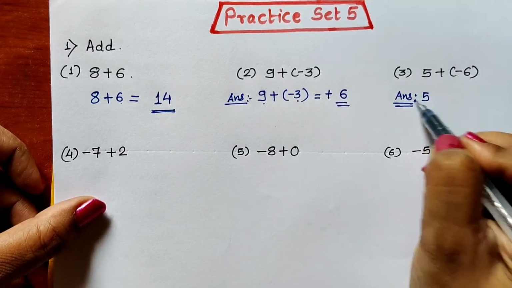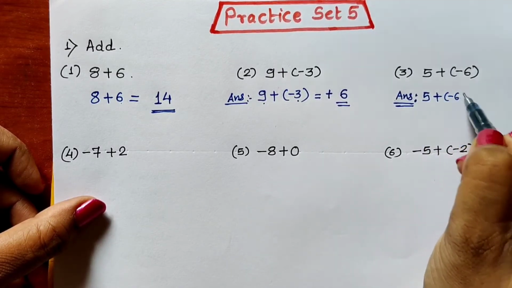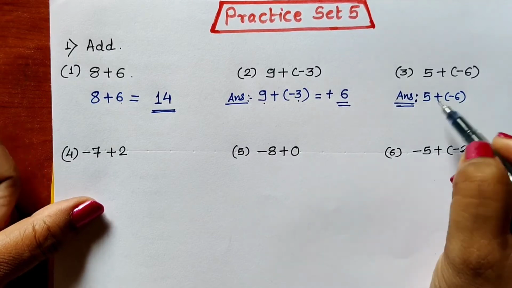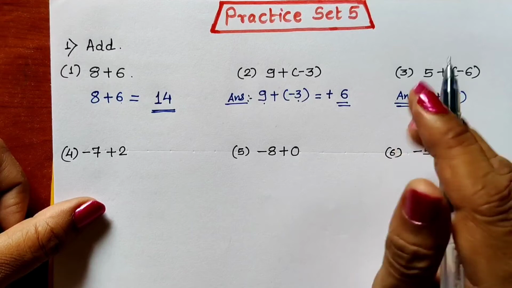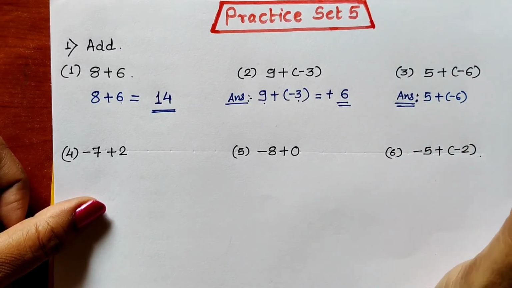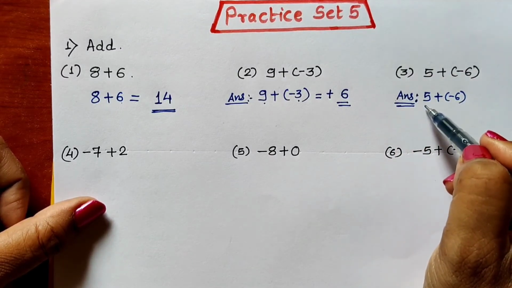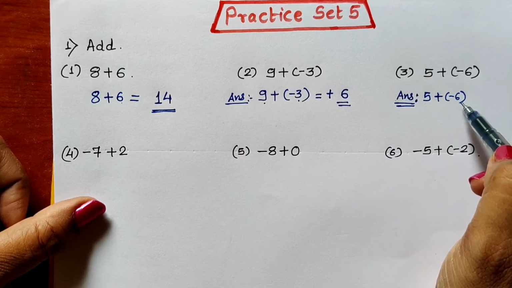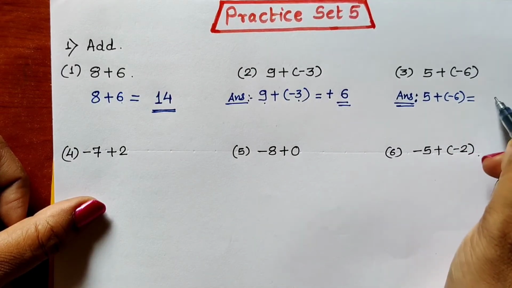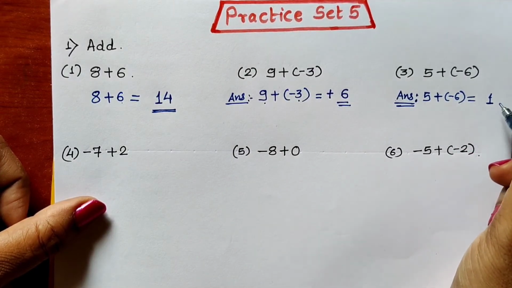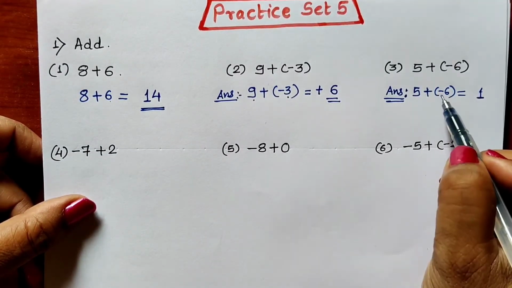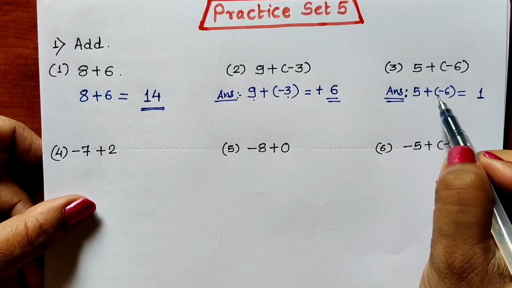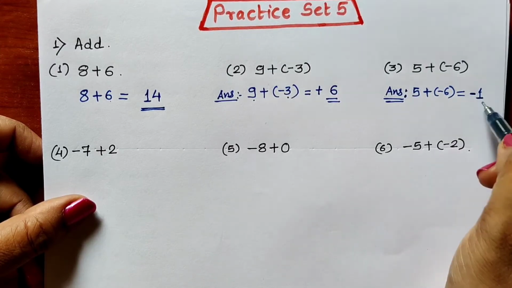Now again, we will see here in the third sum. 5 plus minus 6. That means both numbers have different sign. 5 is having plus sign. 6 is having minus sign. Different sign, subtract the smaller number from the bigger one. Which is smaller? 5 is smaller, 6 is bigger. So 6 minus 5, answer is 1. And the answer will have the sign of the bigger number. Which is the bigger number? 6 is the bigger number. 6's sign is minus. So the answer will have minus sign.